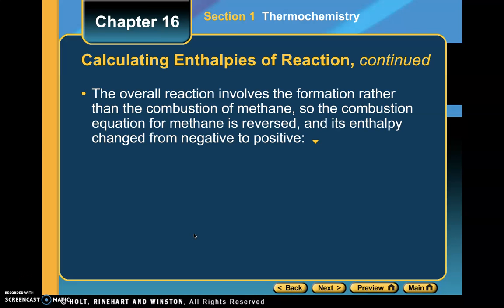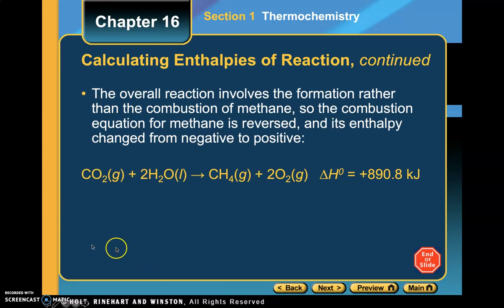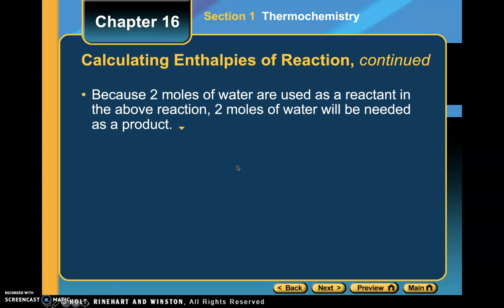So we're dealing with formation. So the combustion is going to be reversed, and its enthalpy is going to be turned to positive. So look, that first reaction was methane plus oxygen produces carbon dioxide and water, and it had a negative 890.8 kilojoules. So what we did here is we flipped it around, right? So now the carbon dioxide and the water, which were the products, are now the reactants, and now we have methane as a product, with some oxygen. Well, that's great because that's what we're trying to get to, we want methane to be the product that's produced. All right, let's keep on going here.